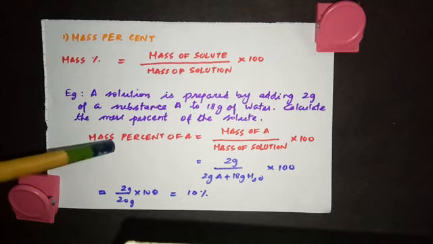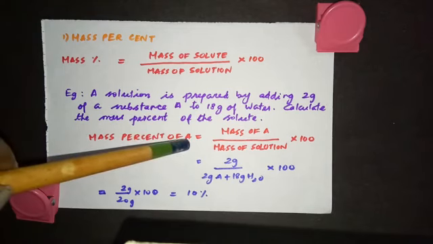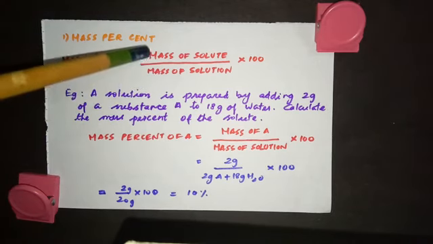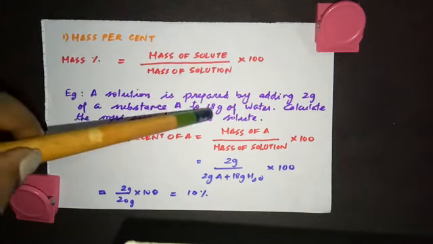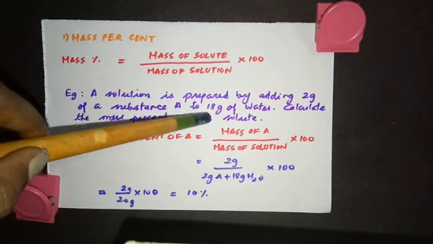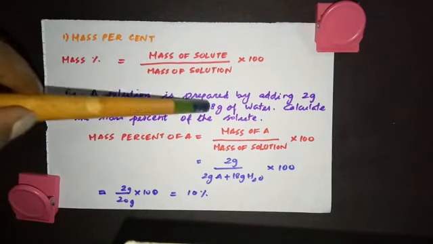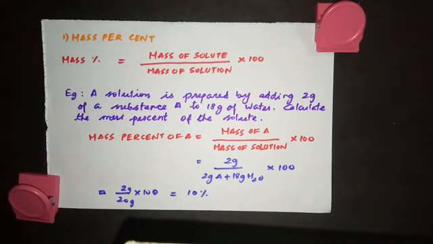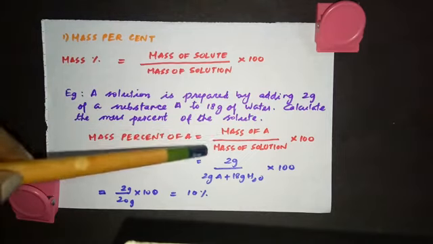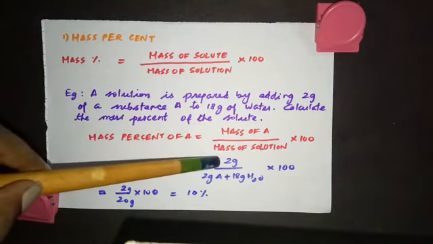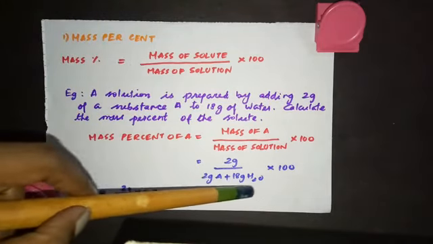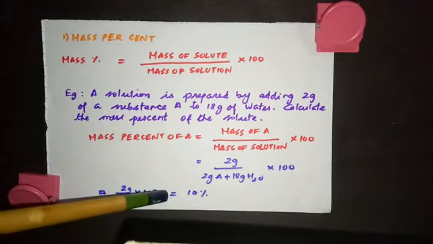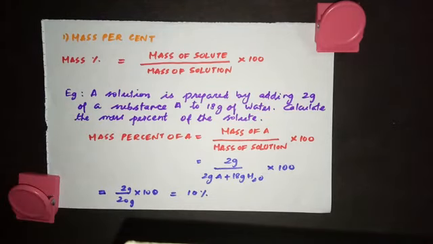Now the question is to calculate the mass percentage of A. But look at the formula here: mass of solute is given as 2 gram, but the formula needs mass of solution, and we have the mass of solvent here. So you have to add the mass of solute to the mass of solvent so that you get the mass of solution. So mass of A divided by mass of solution into 100. Mass of A is 2 gram and mass of the solution is 2 gram of A plus 18 gram of water, into 100. So that gives you 10%. So 10% is the mass percentage of A in this solution.